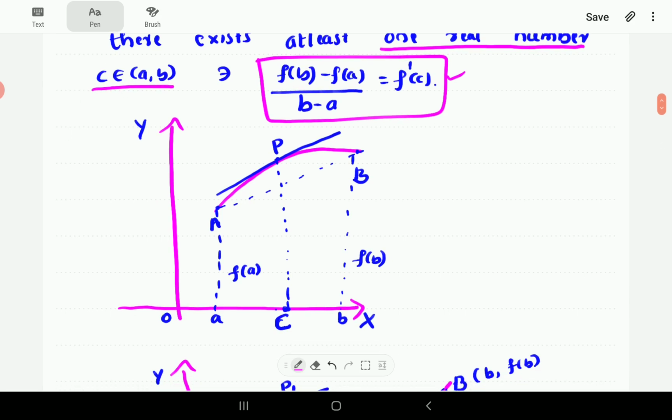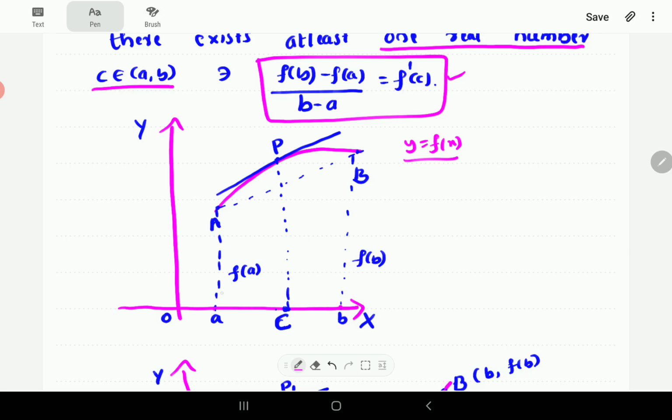So here, let me draw a figure with the x-axis and y-axis. If you see this, A and B are two points on the graph of the function y equal to f of x, corresponding to x equal to a and x equal to b. And then you have got the coordinates of A and B.